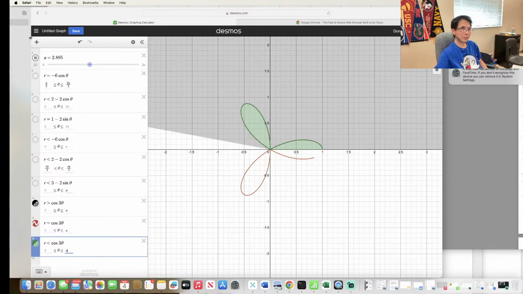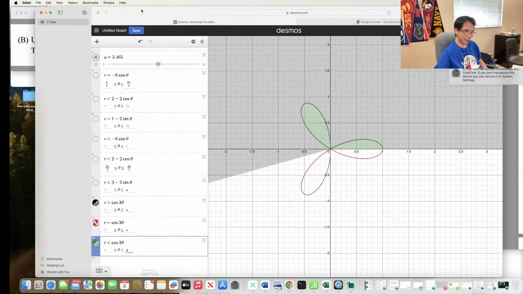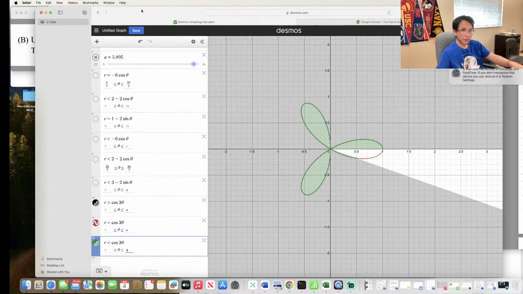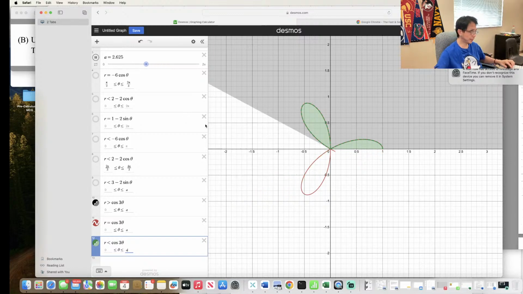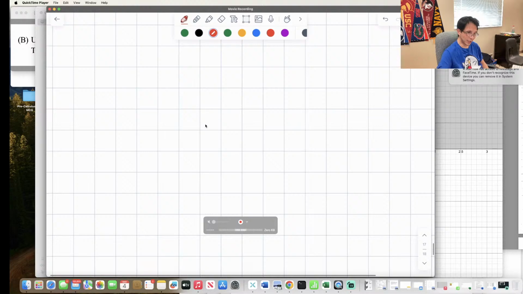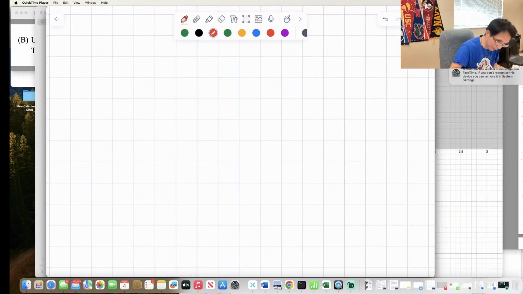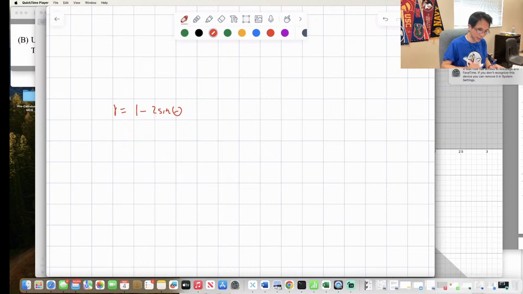Okay, so this is actually pretty interesting. So we're going to go to the next graph. Let's go to this graph here. This graph is R equal to 1 minus 2 sine theta. And the question says, can you find the area of the inner loop?